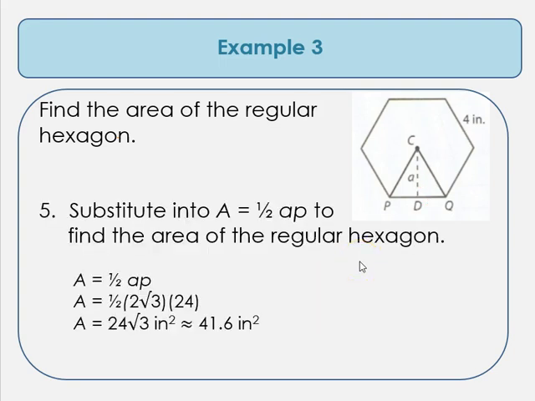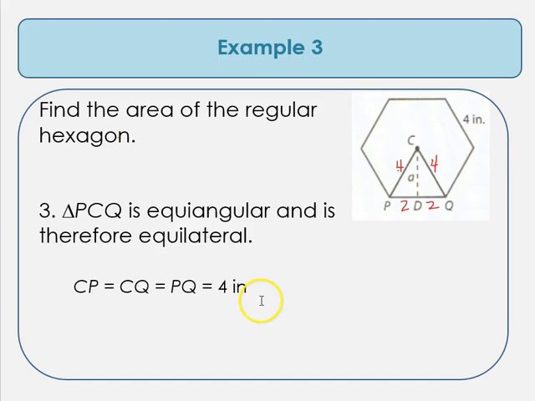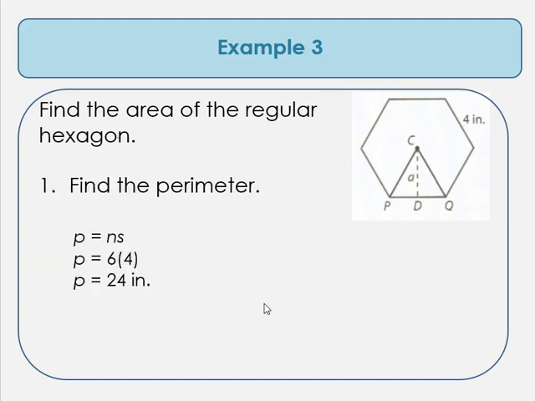And step 5, substitute into our formula for solving for the area of the polygon. So we have 1/2 AP. We have 1/2. We now know that this length was 2 square root of 3. I'm going to try to write it over here. So this was the apothem. 2 square root of 3, and the perimeter we solved back on the first slide for example 3. So that was 24.